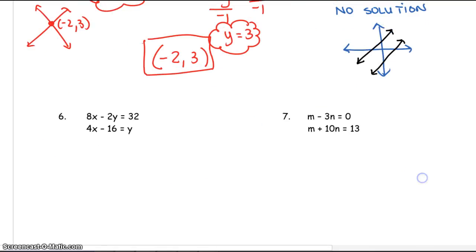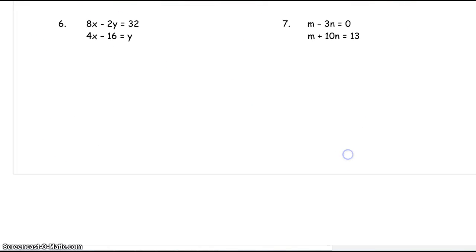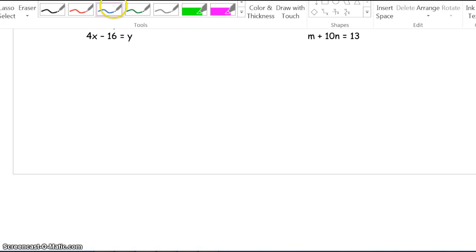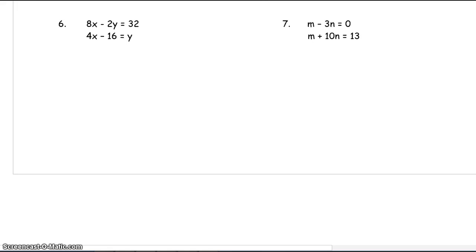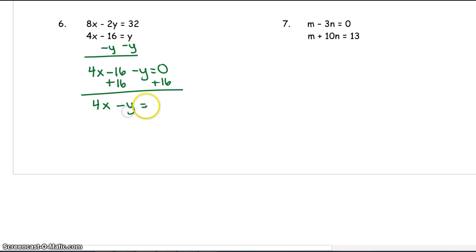Alright, let's look at example number 6. We're going to see if anything cancels. But there's a problem with number 6 because it's x, y, equal sign, number, then it's x, number, equal sign, y. So I need to put it into order first. I'm going to move the y to the other side and I'm going to get 4x minus 16 minus y equals 0. Then I'm going to add the 16 to the other side. So I had to do some work beforehand. 4x minus y equals 16.